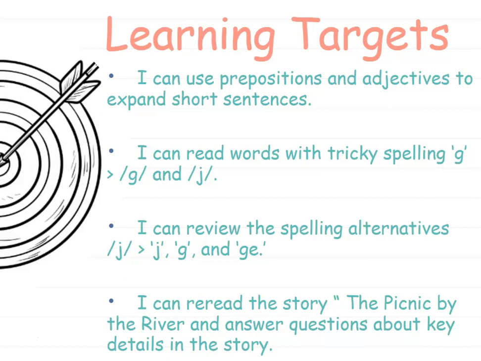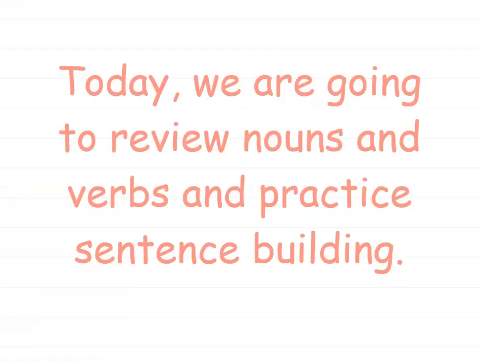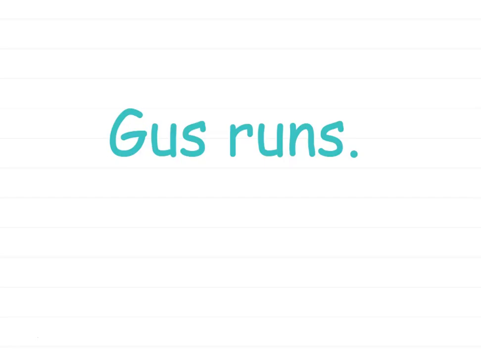G, and GE. I can reread the story, The Picnic by the River, and answer questions about key details in the story. Today, we're going to review nouns and verbs and practice sentence building. Here we have Gus runs.